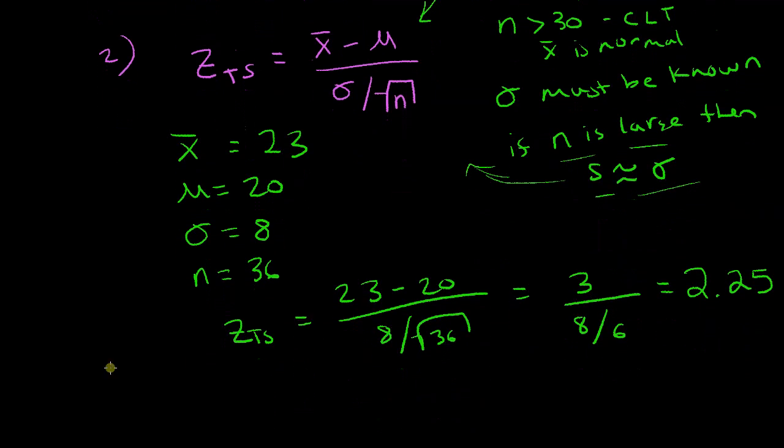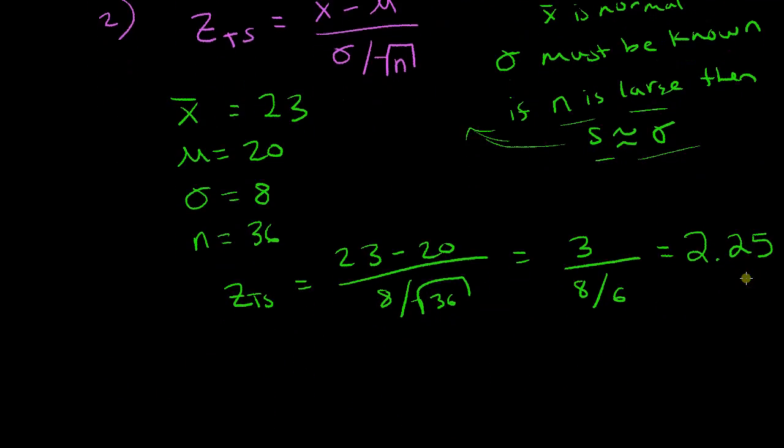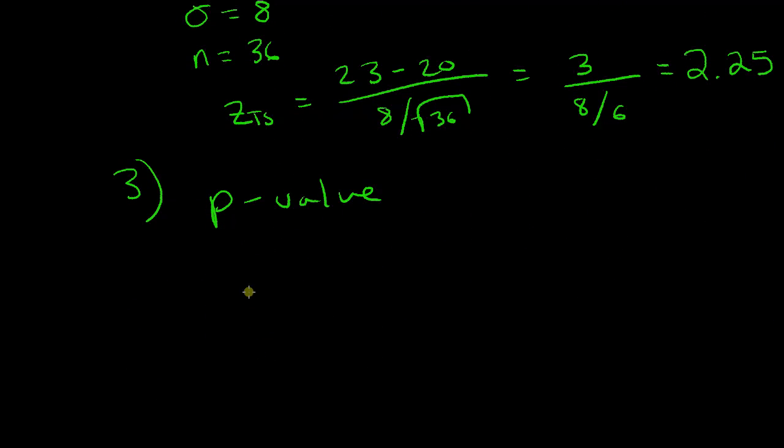All right, so now third step is to calculate the p-value or to calculate the critical values. I'm going to start with p-value. You really only need to do one or the other. I recommend doing p-values. So let's talk about p-values. Start with thinking about your distribution of the test statistic given H0 is true.